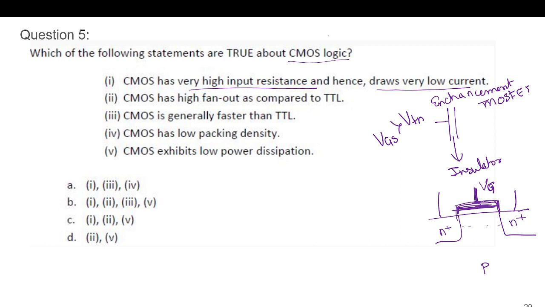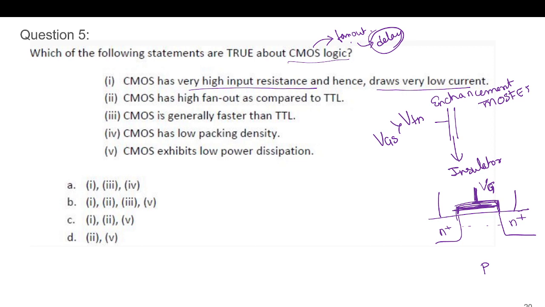And secondly, in the CMOS circuit, the fan out, whereas in TTL it was limited because of the current. Now in CMOS, the propagation delay will be the limiting factor of this fan out.